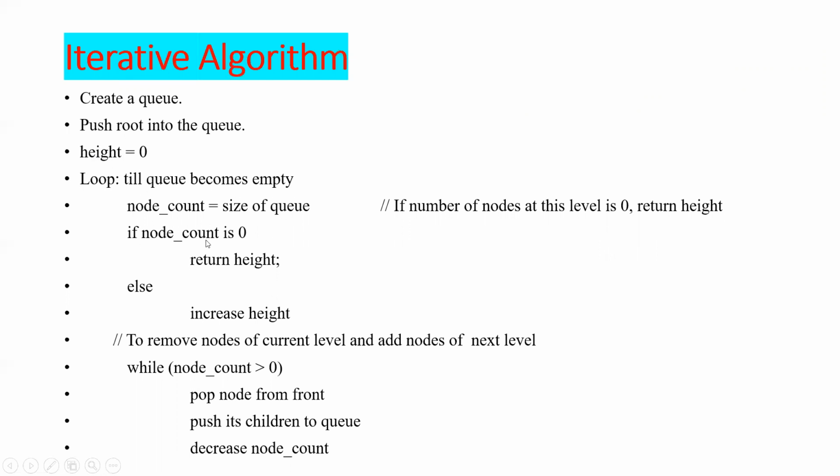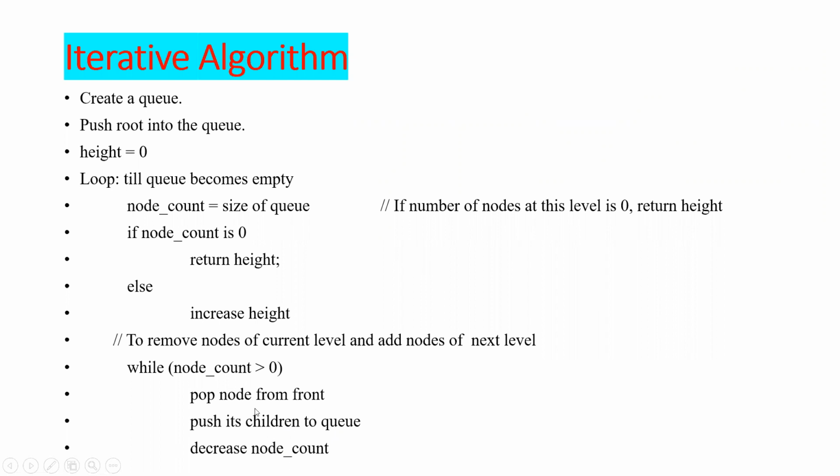Until the queue becomes empty, what we'll do here, every time in each level we'll count the number of nodes. Whenever the number of node count is 0, whatever be the height is there, that we are going to return. If the count is greater than 0, we are going to increase the height of the tree. So for increasing the height of the tree, what actually we are going to do here, we will delete the front value from the queue. And for the deleted value, whatever be the child nodes are there, we are going to insert into the queue. And then we are going to decrease the node count here.